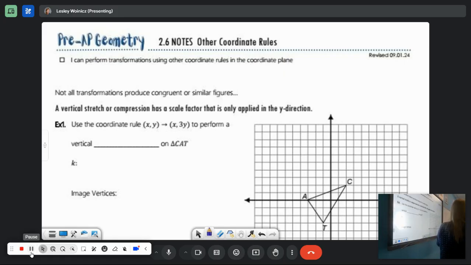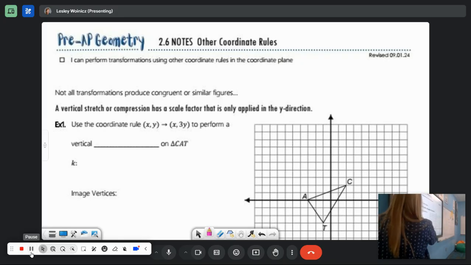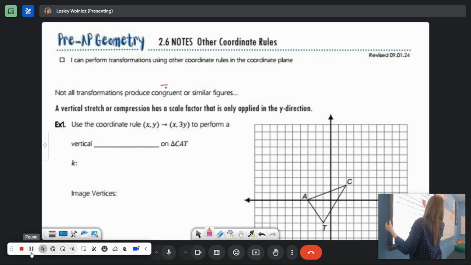Today, we're going to really distort our figures by stretching them. So they're not going to be congruent. They're not even going to be similar. They're going to be just straight up weird. It's going to be great. All right. So not all of our transformations will produce congruent or even similar figures.